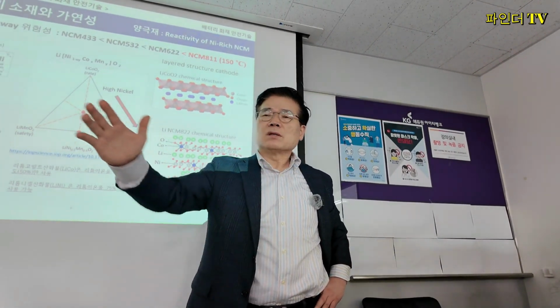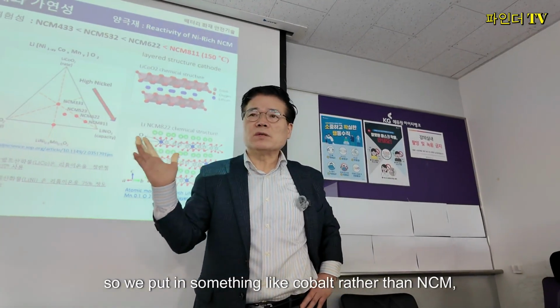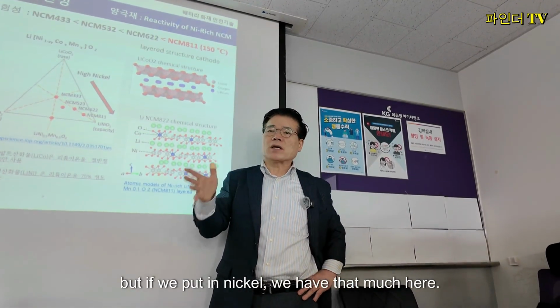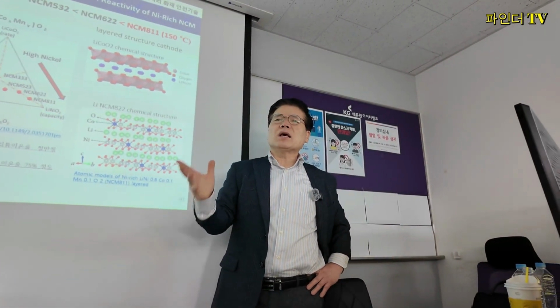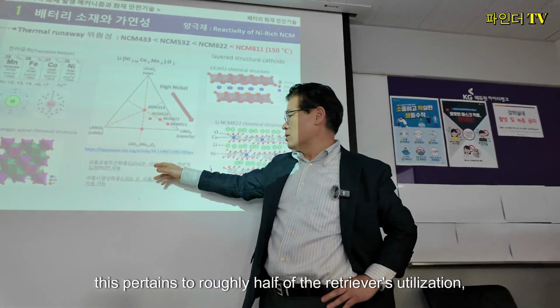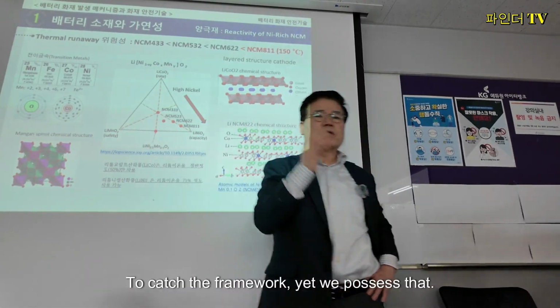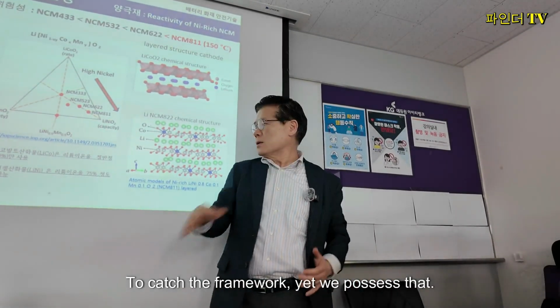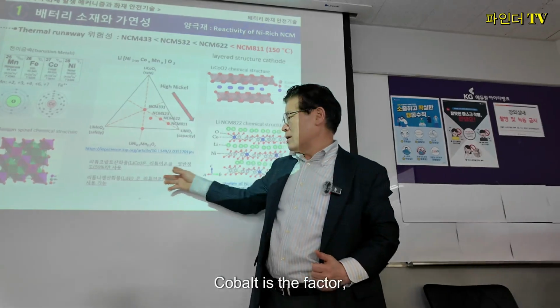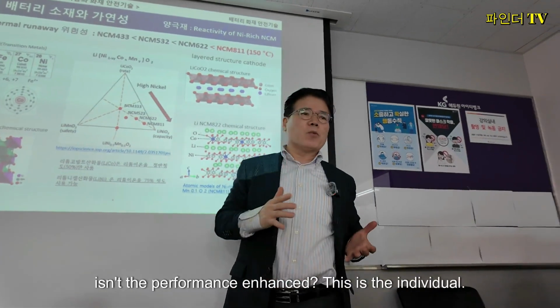Oil that can't be completely removed, so we put in something like cobalt rather than NCM. But if we put in nickel, we have that much here. This pertains to roughly half of the utilization, around 50%. I'm maintaining a 50% usage to hold the framework. Cobalt is the factor, but nickel can be reduced by up to 75%. So if we go up to 75%, isn't the performance enhanced?